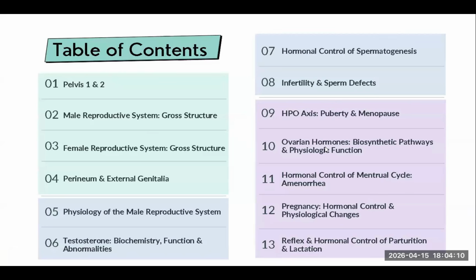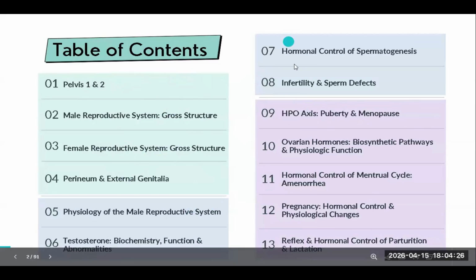This is the table of contents. Asma will cover pelvis 1 and 2 and female reproductive gross structure. I will do male reproductive system gross structure, perineum and external genitalia. This is anatomy. I will then go on to complete the male physio lectures, and Asma will finish it off with the female physio lectures.